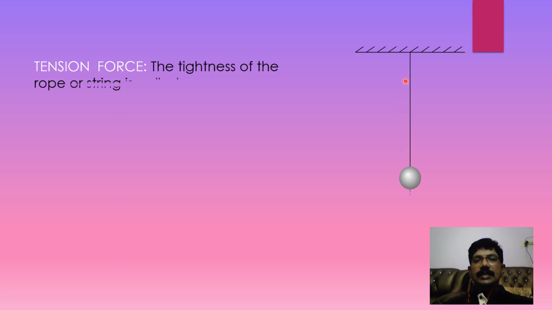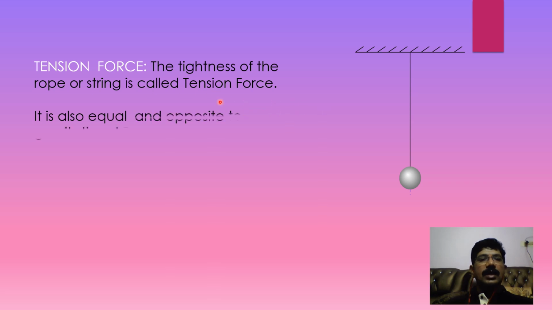Now children, observe this one. Here I suspended a bob from a hook. You will find tightness in the string or the rope. This tightness of the rope or string is called tension force.